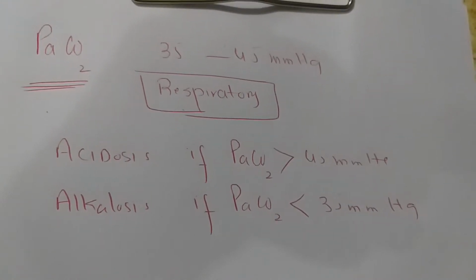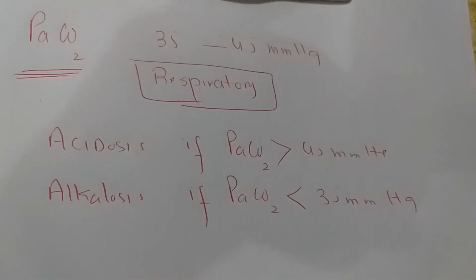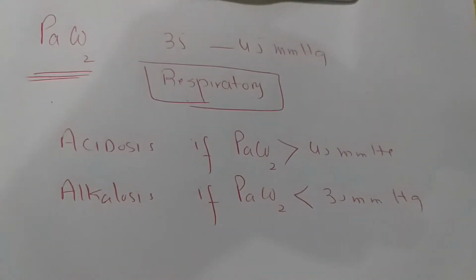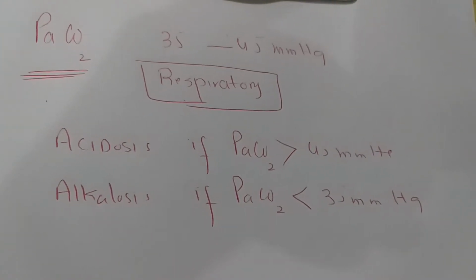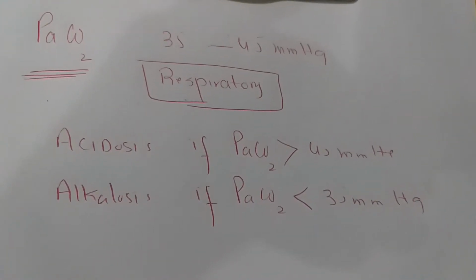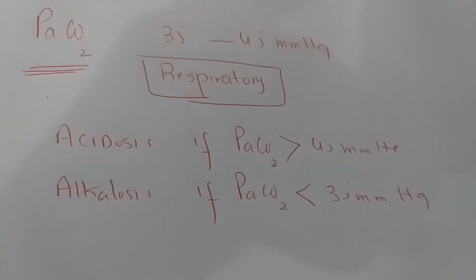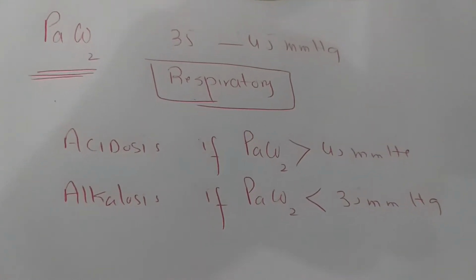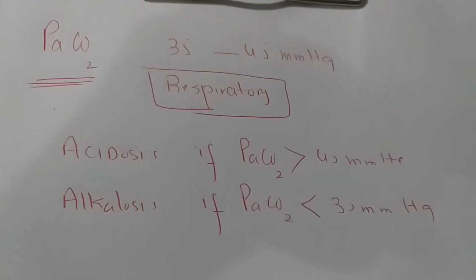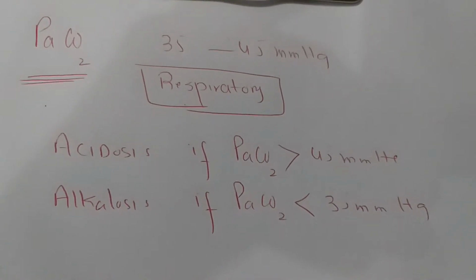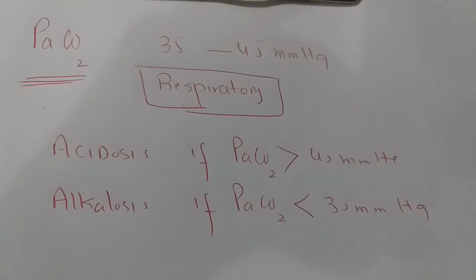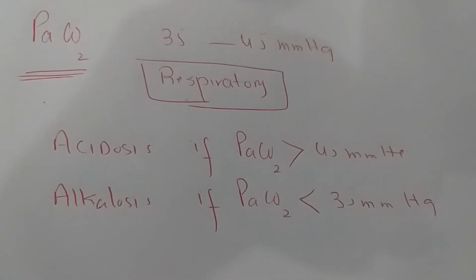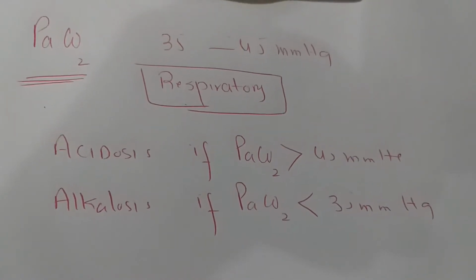which is related with either the increase or the decrease in the partial pressure of carbon dioxide would be called respiratory. Whenever in the blood, partial pressure of arterial carbon dioxide is more than 45 millimeter of mercury, we call it acidosis, and because it is related with carbon dioxide, we call it respiratory acidosis. And whenever partial pressure of arterial carbon dioxide is less than 35 millimeter of mercury, we call it alkalosis. So one very important component of the ABG is the partial pressure of carbon dioxide.